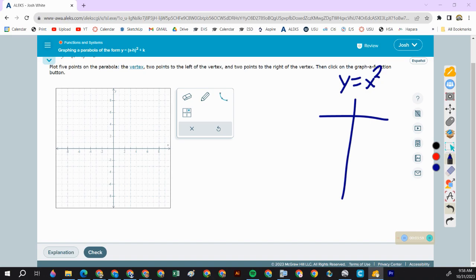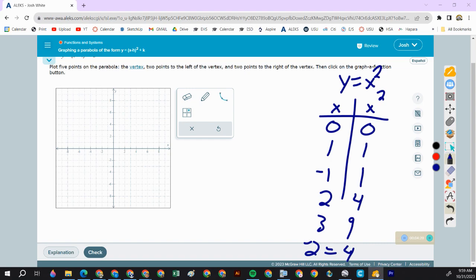We build a table, x and x squared. So 0 squared is 0. 1 squared is 1. Negative 1 squared is also 1. 2 squared is 4. 3 squared is 9. Negative 2 squared is also 4. So this parabola starts at 0, 0, and the graph is over 1, up 1, over 2, up 4, over 3, up 9, and so on. The left side is going to be the same. Over 1, up 1, over 2, up 4, over 3, up 9, and we get this shape.